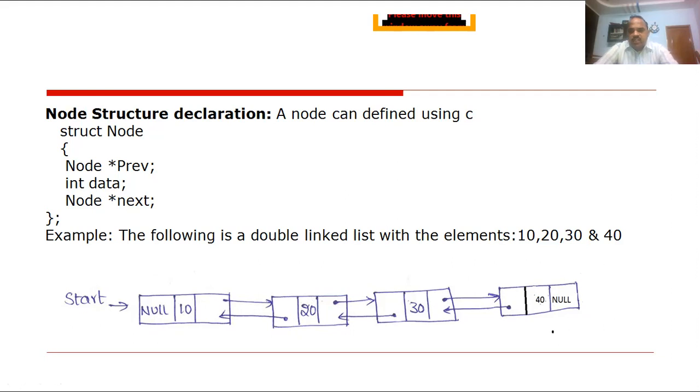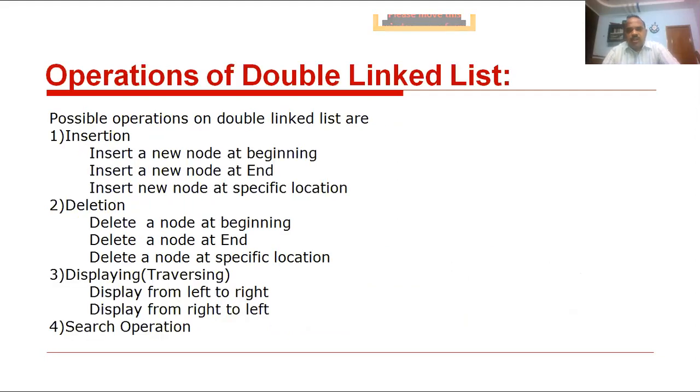Whereas in a single linked list, there is only one-way traversal. This is a two-way list. That is a one-way list. Clear? So then, operations on a double linked list.